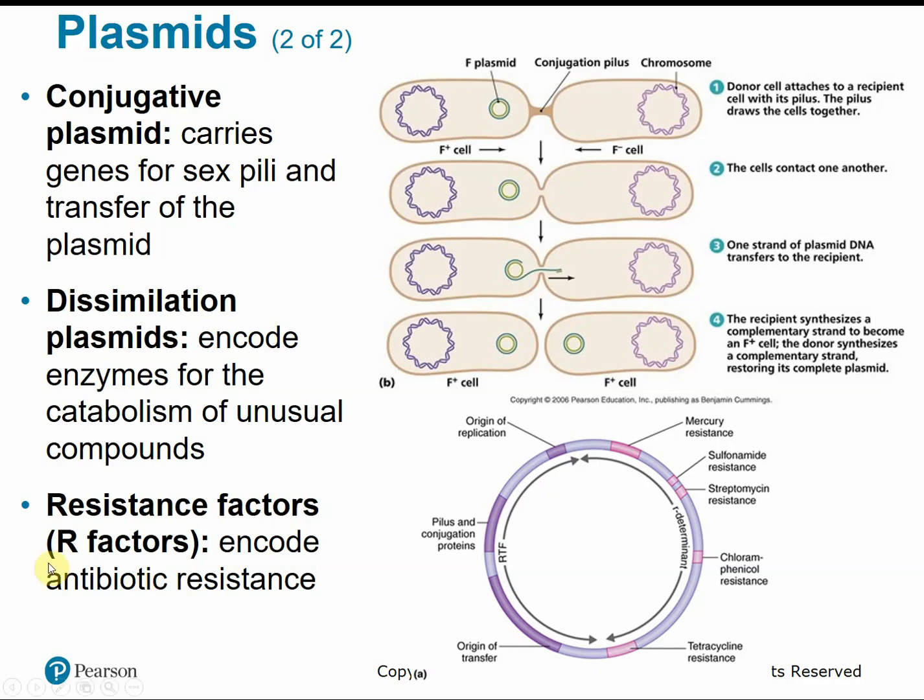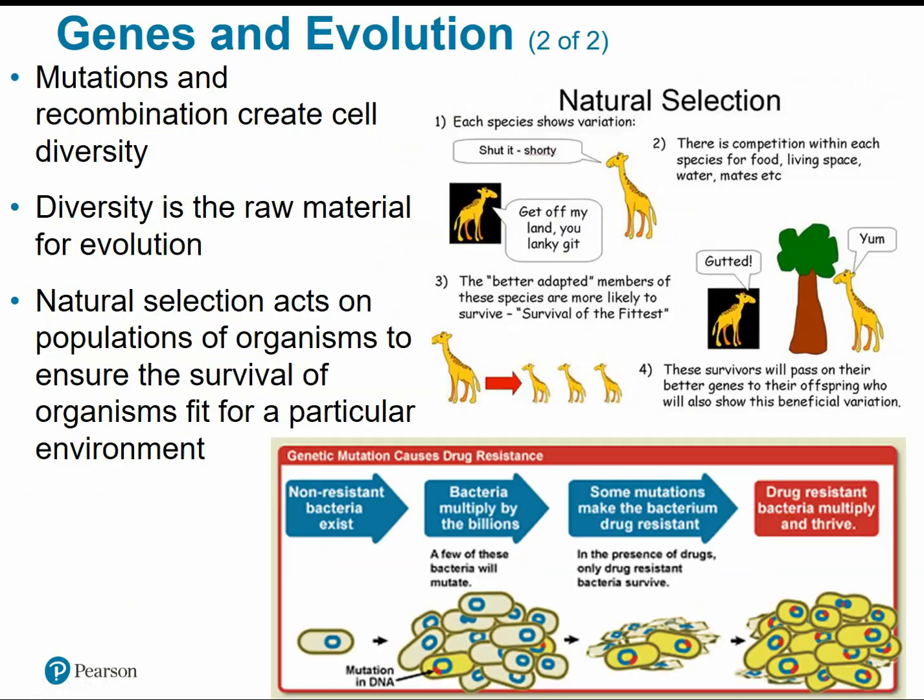Resistant factors, or R factors, are going to code for antibiotic resistance or resistance to toxins and heavy metals. So we have on this plasmid our pili and conjugation proteins, mercury resistance, heavy metal resistance, antibiotic resistance. And we said mutations and this genetic recombination is what creates cell diversity. And diversity is the raw material for natural selection and evolution.